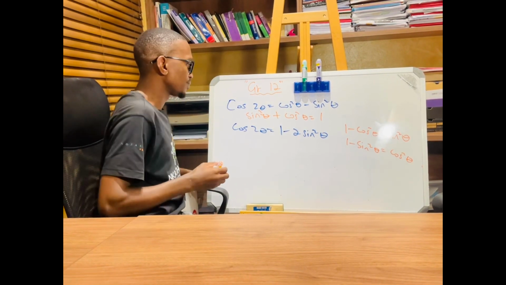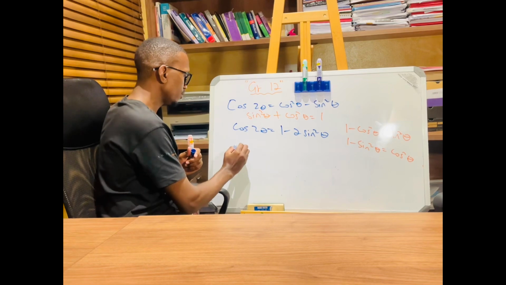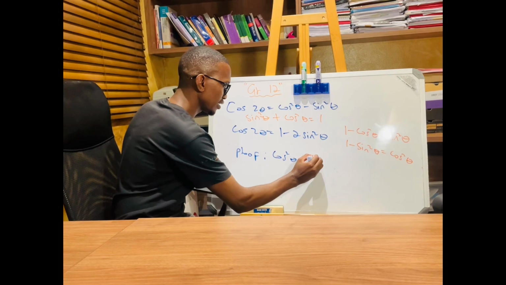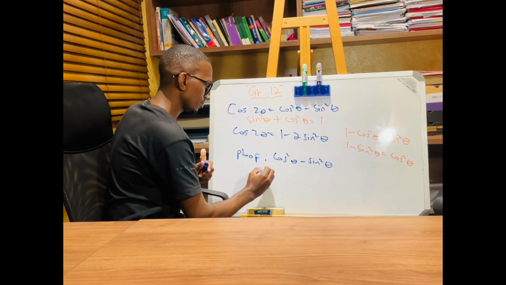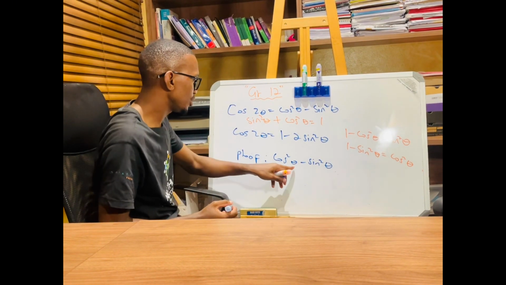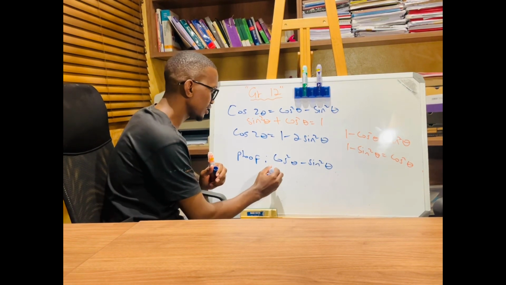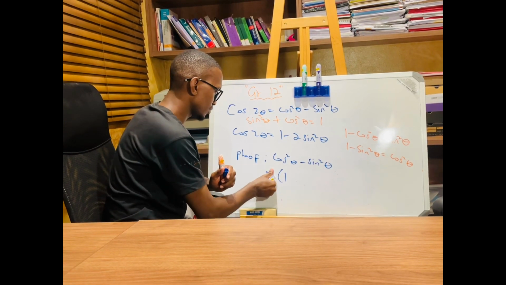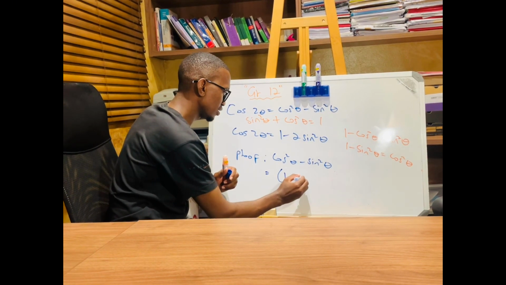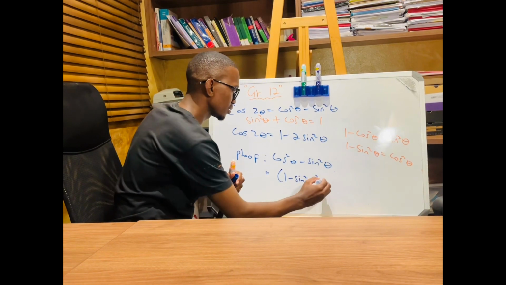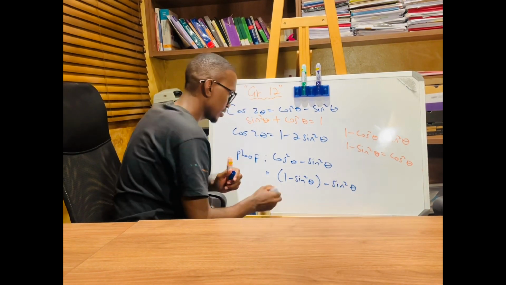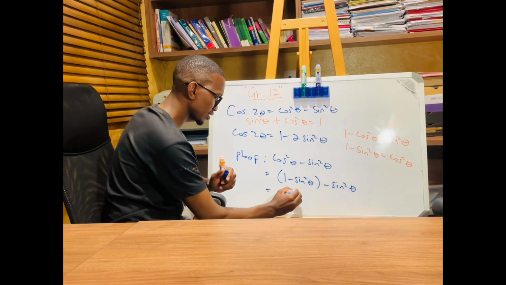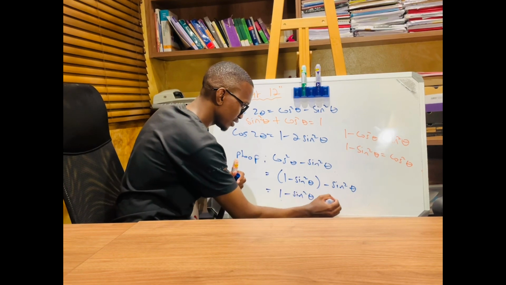To prove this one, we still start from cos squared theta minus sine squared theta. So this implies that we're going to change cos squared in this case. Cos squared is the same as 1 minus sine squared. So this equals 1 minus sine squared theta in the brackets minus sine squared theta. Then now I can take it out. It's the same as 1 minus sine squared theta minus sine squared theta.